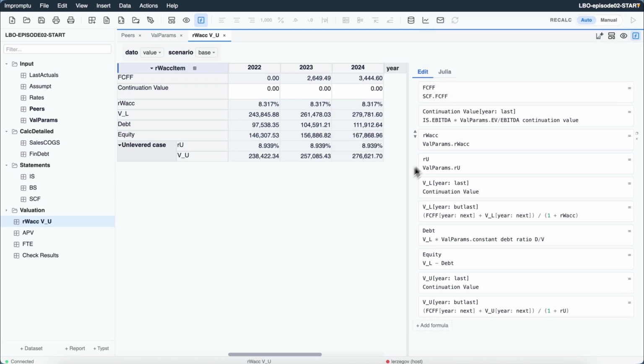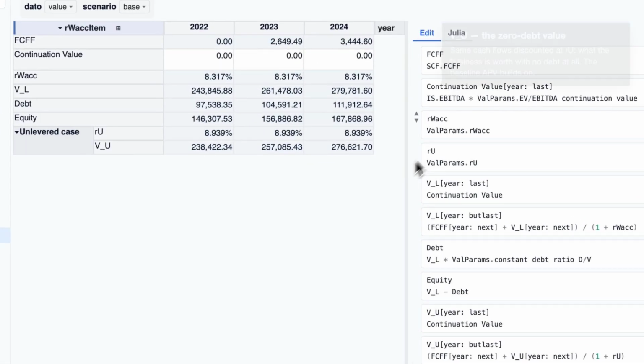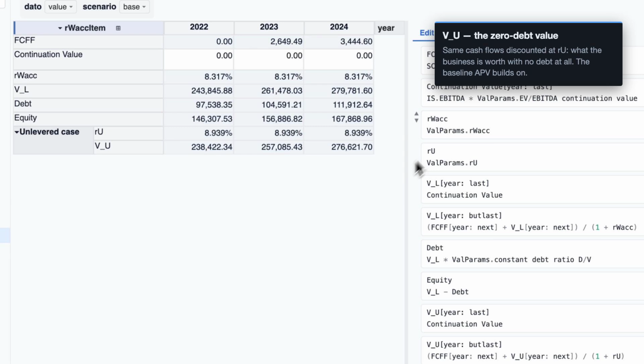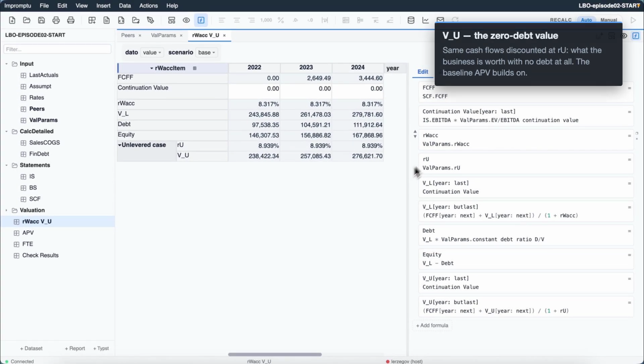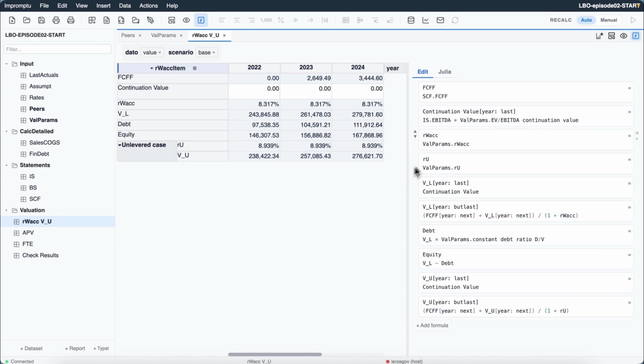Let's see the result. Levered value 243,846, unlevered 238,422. Take 40% of the levered value as debt, subtract it, and equity comes to 146,307. Hold on to that number. We are going to reach it 2 more times by 2 completely different routes.